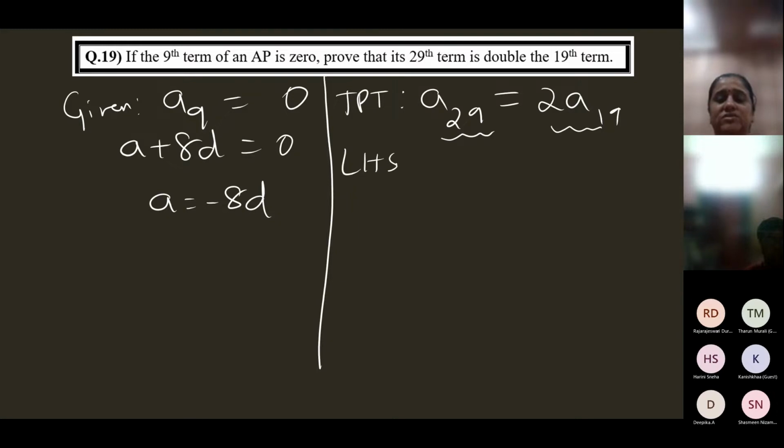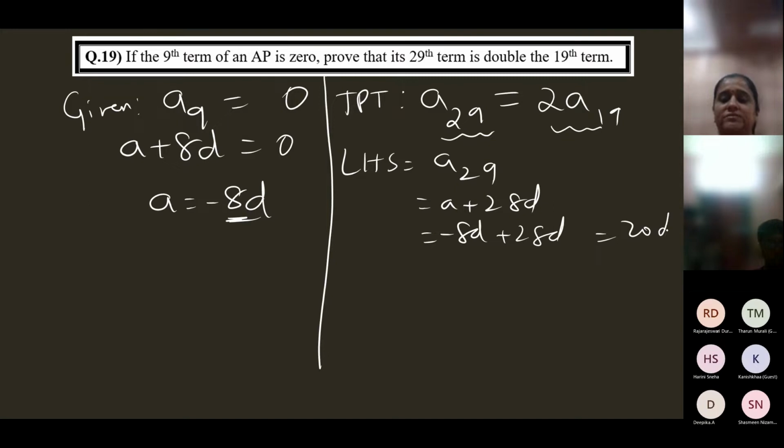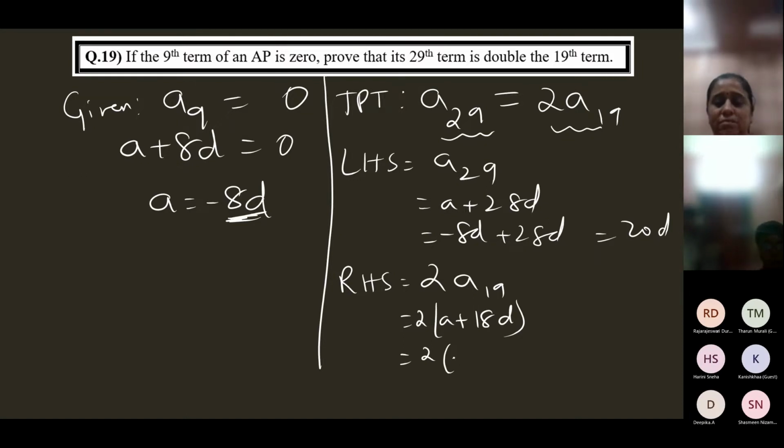Now take up the LHS, A29. What is A29? A plus 28D. A is minus 8D, so you can substitute: minus 8D plus 28D. So that is nothing but 20D. Now take the RHS. What is the RHS? 2 times A19. So that means 2 into A plus 18D. So that is 2 into, A is minus 8D, minus 8D plus 18D.